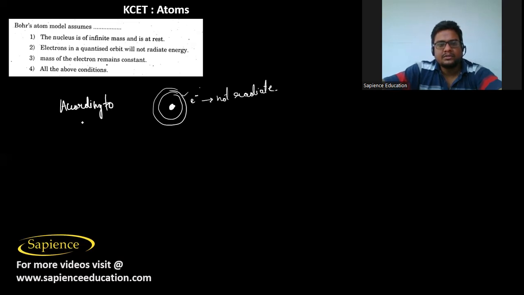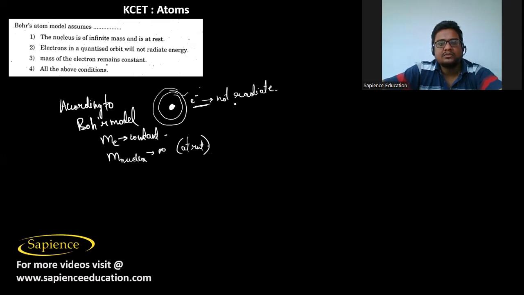According to Bohr's model, the mass of the electron also should remain constant. The mass of the nucleus is nearly infinite and it is at rest also. And electrons in the quantized orbit will not radiate energy. So all three are correct. So option 4 is the correct answer.